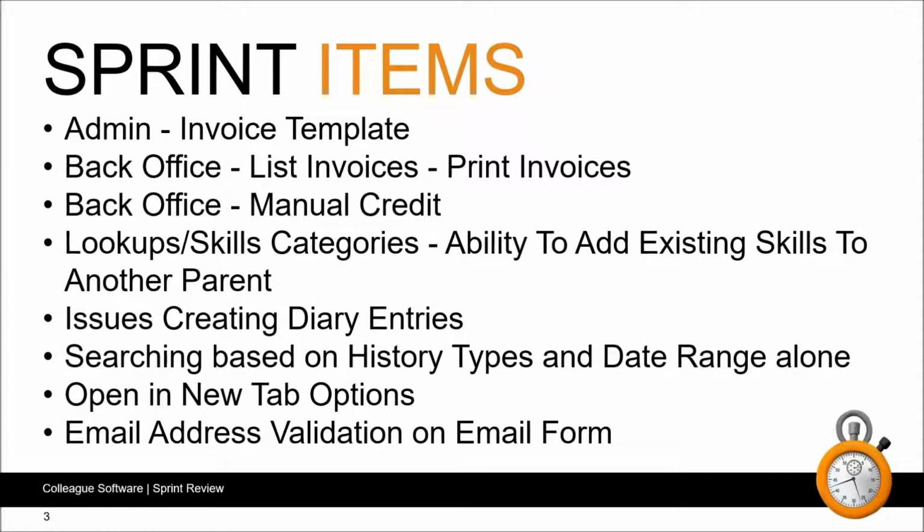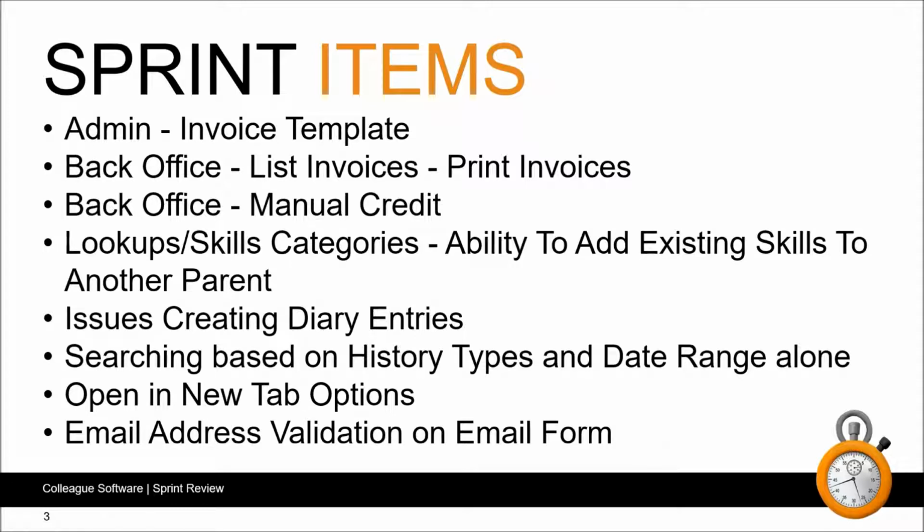We've added the ability to generate invoice documents individually and in bulk, utilizing one of those invoice templates within the list invoices area. We've delivered the option of a manual credit, essentially replicating the workflow for a manual invoice but with negative values. We've updated the skills area with the ability to add existing skills to multiple skill parents.